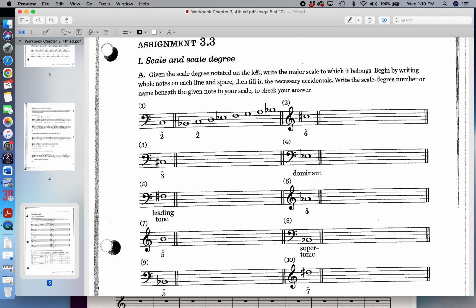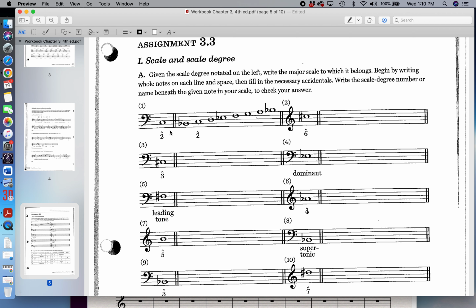Okay, we're going to be looking at 3.3 Roman numeral 1A. It's the same as what we were doing before. So we have major scales that we're drawing. But instead of starting on the first note, they're going to be asking you for a different scale degree.